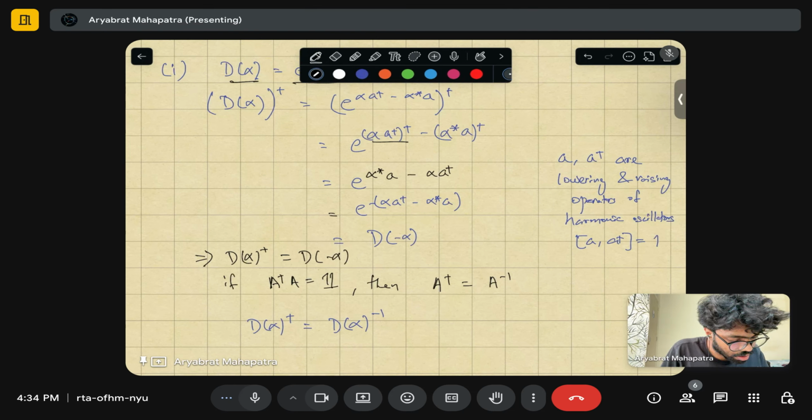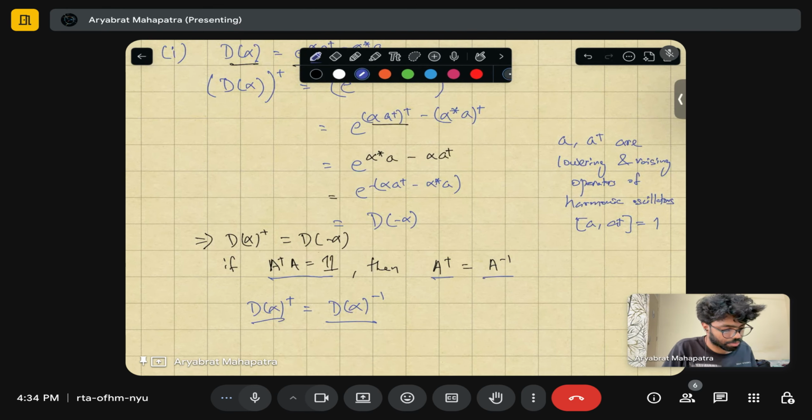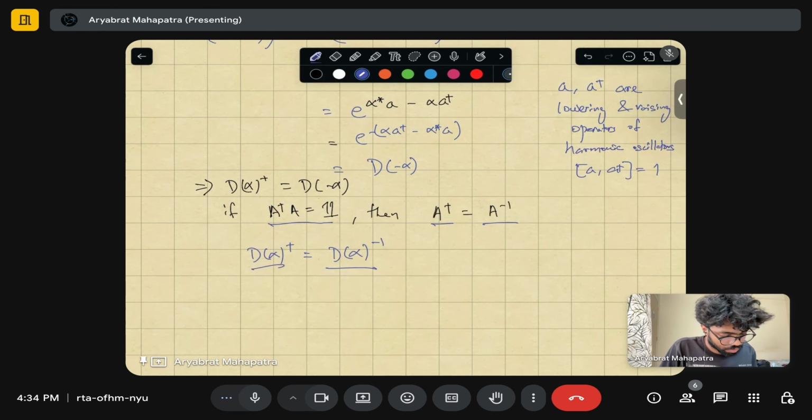Right? From here we found this, and we also know that this is true for any matrix or any operator: if A dagger A equals the identity operator, then A dagger must also equal A inverse. So with that we can say this implies D of alpha inverse is equal to D of minus alpha.